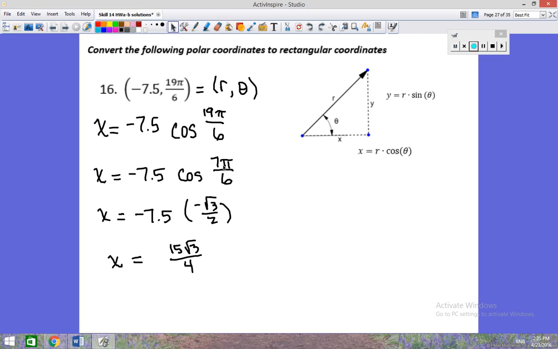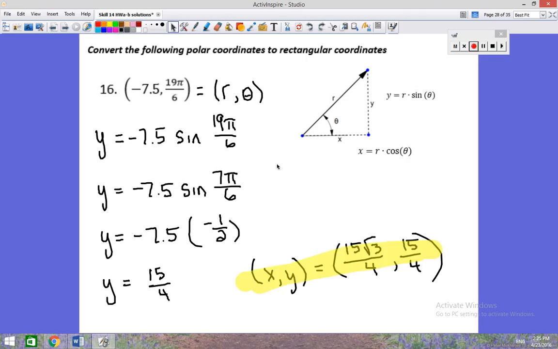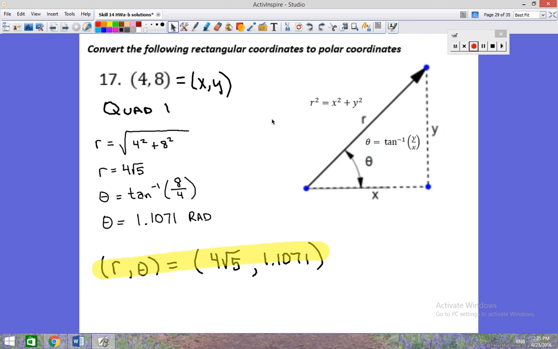7 pi over 6 is an angle that I see on my unit circle, and so the x-coordinate was negative radical 3 over 2. Oh, did I do the y? Oh, maybe I did on the next slide. Yeah. Again, 19 pi over 6 is coterminal to 7 pi over 6. So those coterminal angles have the same trig ratios, and I get 15 over 4. And of course, if you have decimal approximations to that, that's fine. But again, when they give me values of the unit circle, I don't have to approximate. I can calculate exact values.